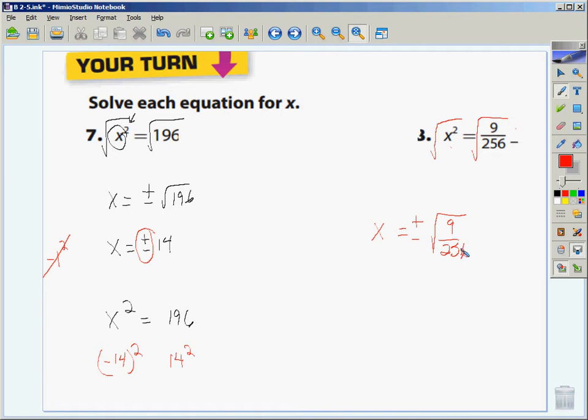But the nice thing about a square root like this is it really is the same as the square root of 9 over the square root of 256. Okay? What's the square root of 9? 3. And this is outside of the list that we did, but it is 16. So my answer would be plus or minus 3 over 16.